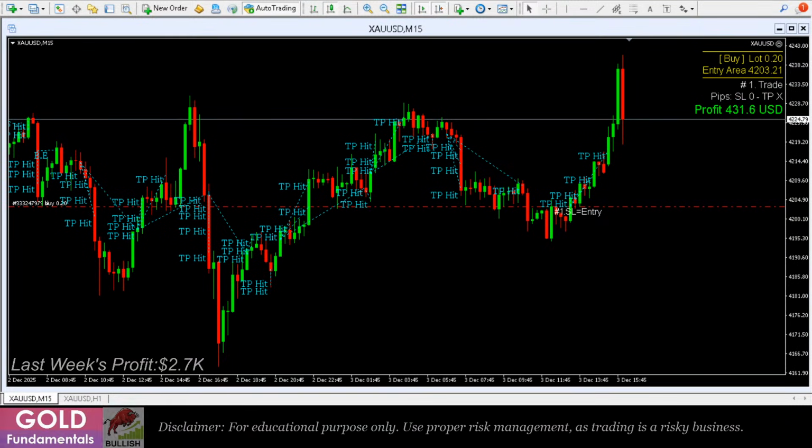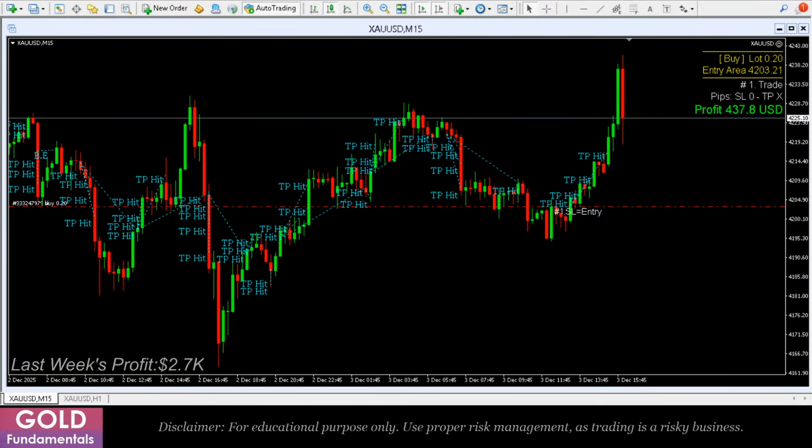Trading hammer and inverted hammer candles involves understanding their formation, context within the market, and confirmation signals. These candlestick patterns are indicative of potential reversals and can be powerful tools for traders when used correctly.